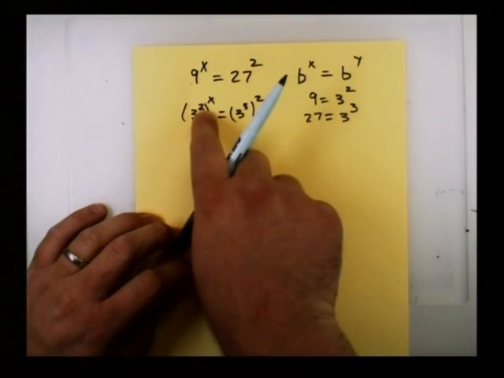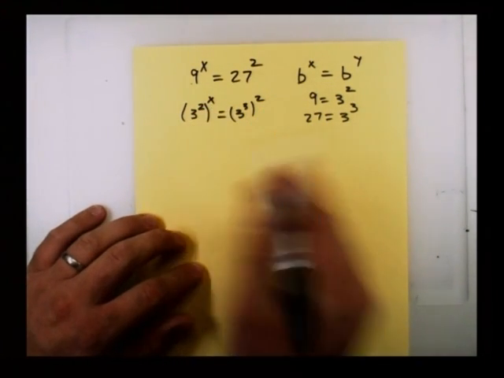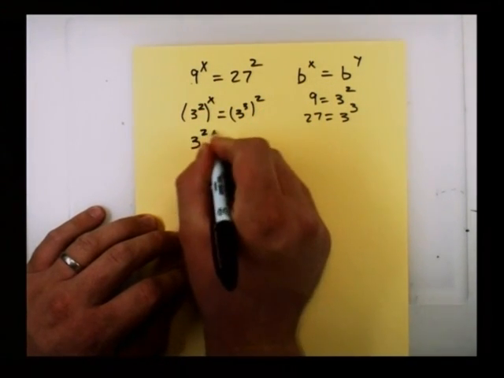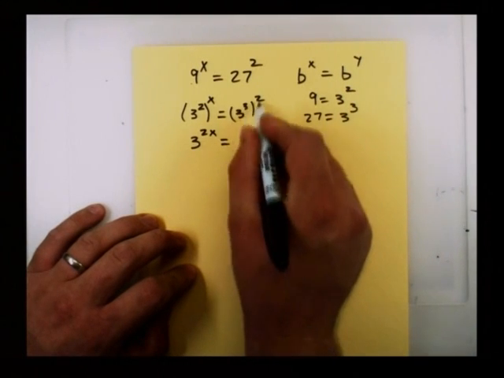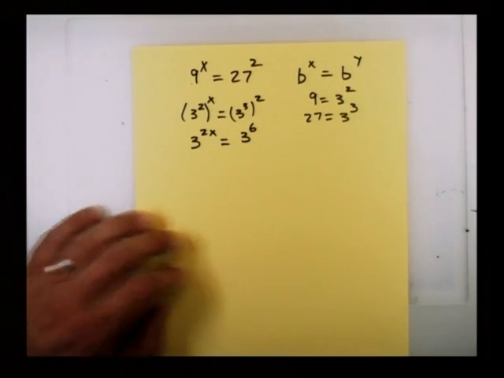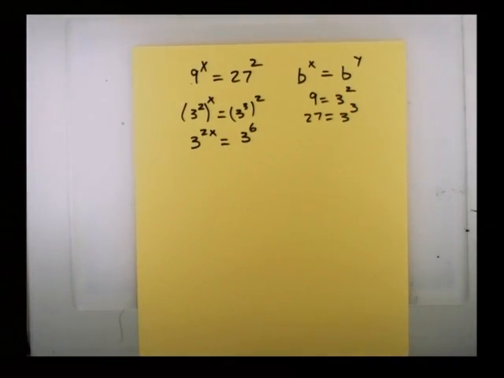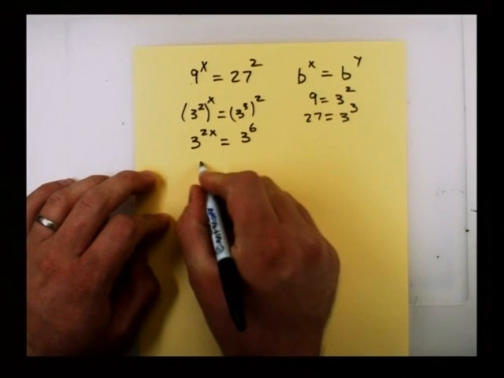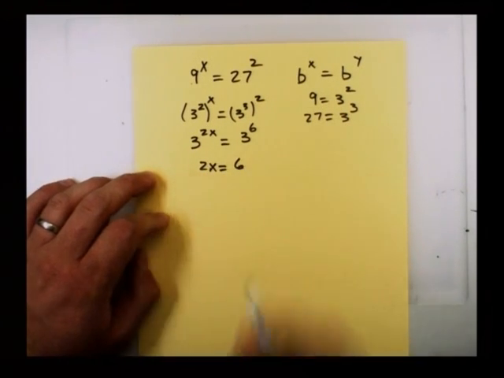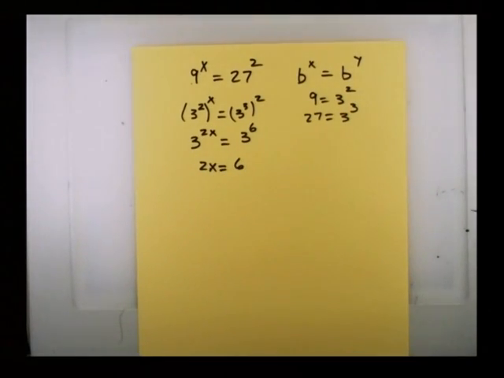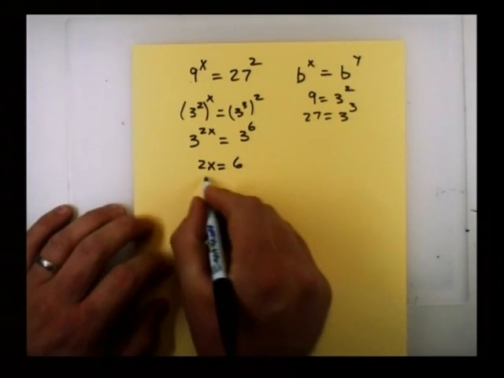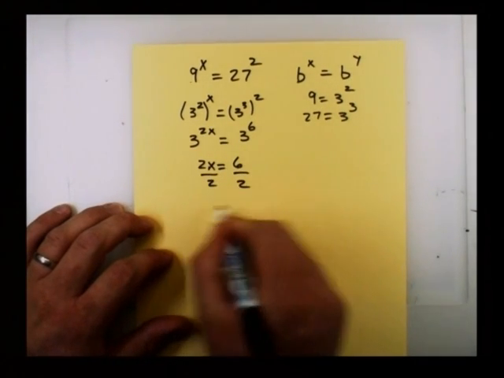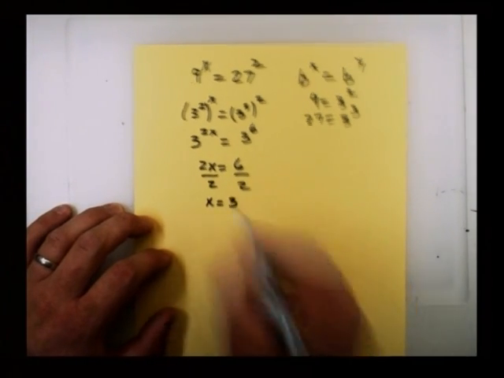Reviewing again the properties of exponents. If you have a power raised to a power, multiply those powers. So 3 to the 2x is equal to 3 to the 6. And then again, using that last property, possibly that most important property, 3 to the 2x is equal to 3 to the 6. Therefore, 2x is equal to 6. And the easy part, how do you solve that for x? Divide both sides by 2.